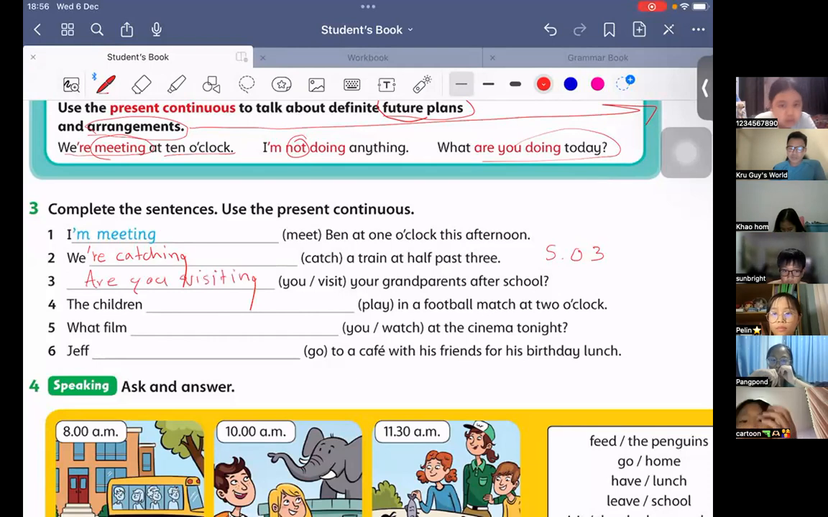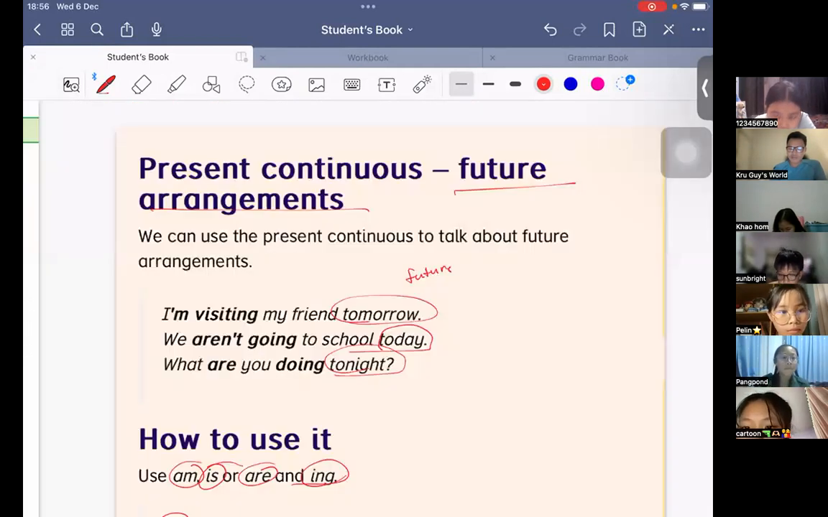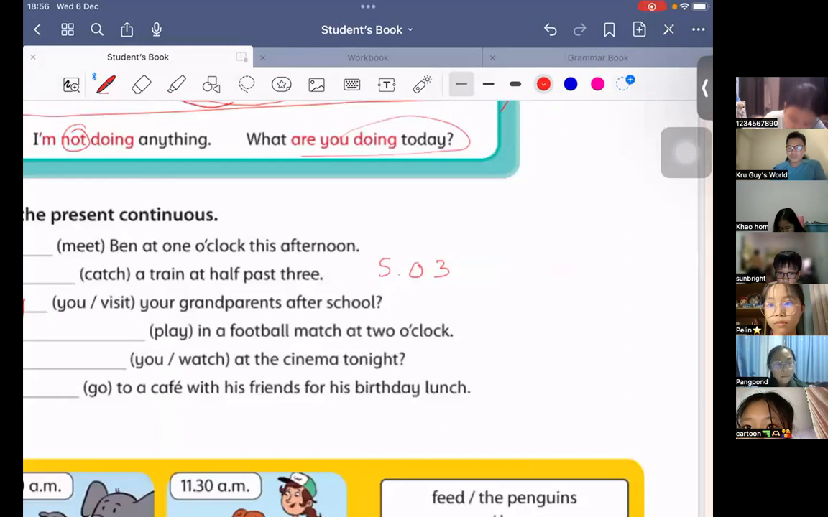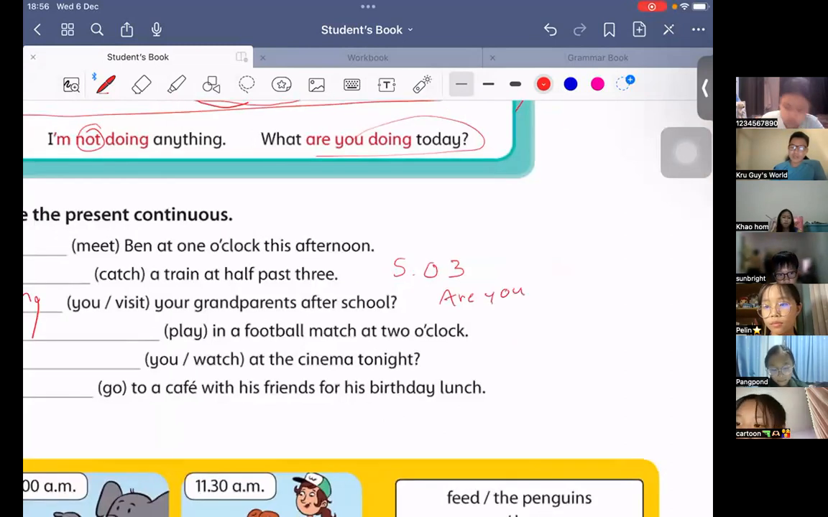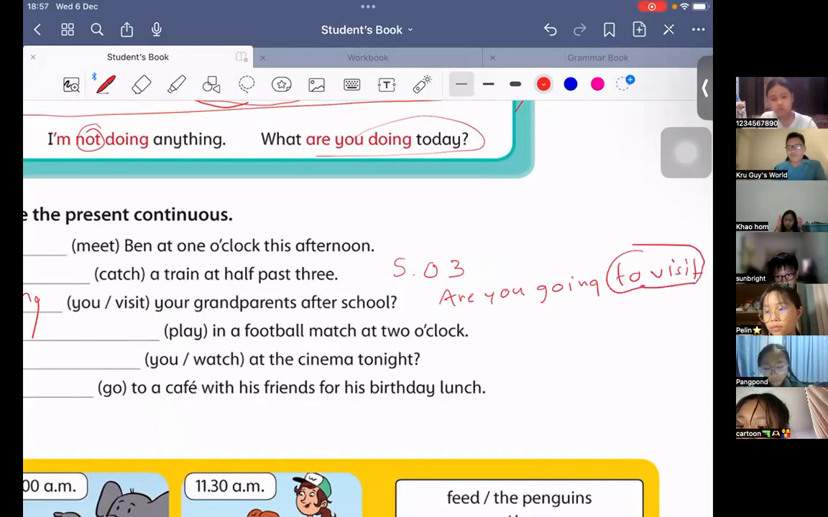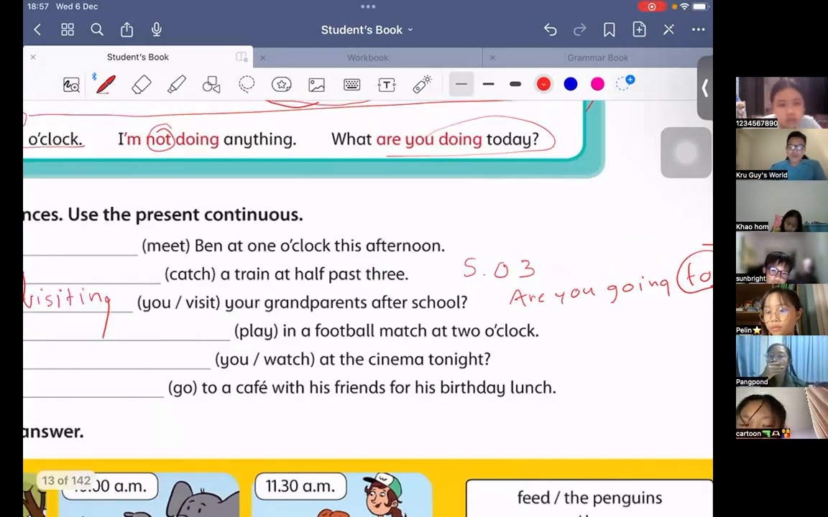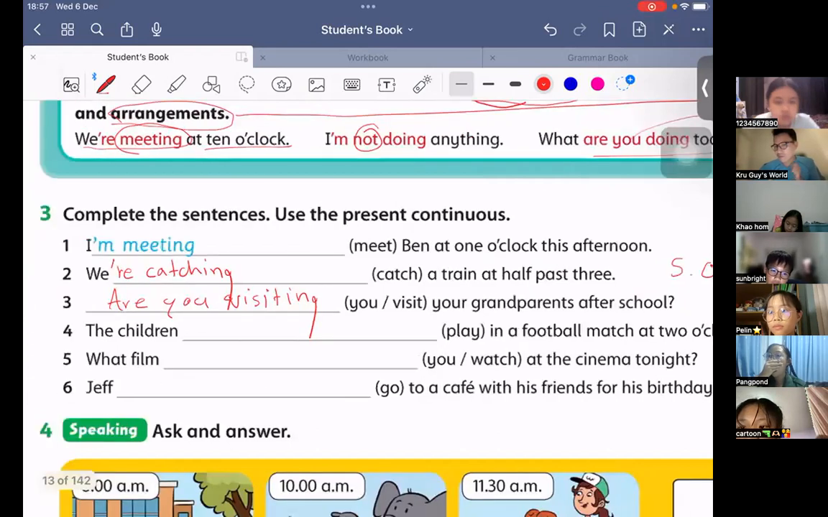So if you want to use that sentence, Helen, you have to use this: are you going to visit? So that means "to" with the first word. Are you going to visit? You can use this one. It's okay. It's fine. It's correct. But this one, are you visiting your grandparents after school? This is a correct one because the verb that we can see here is visits, okay, not going to. So look at number four. After that, Sunrise should be the next one. Four, look at number four.